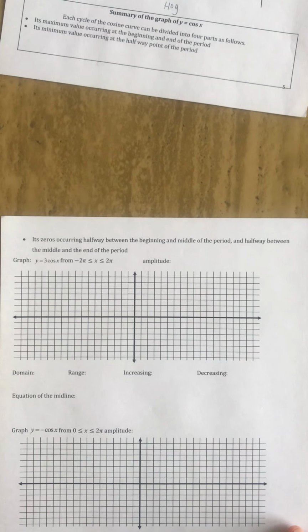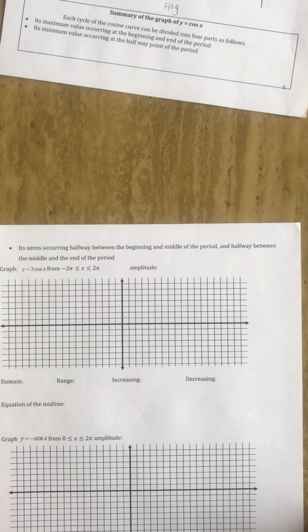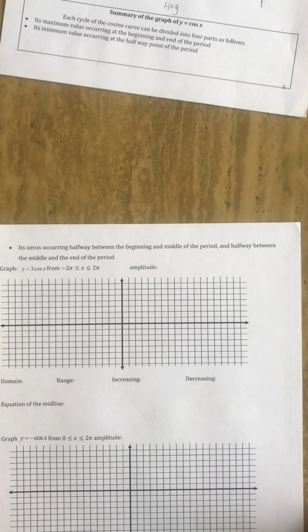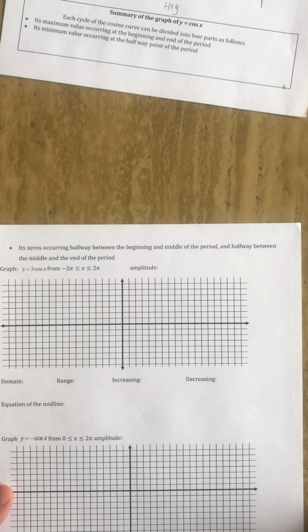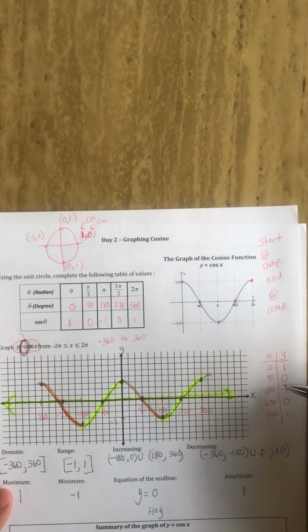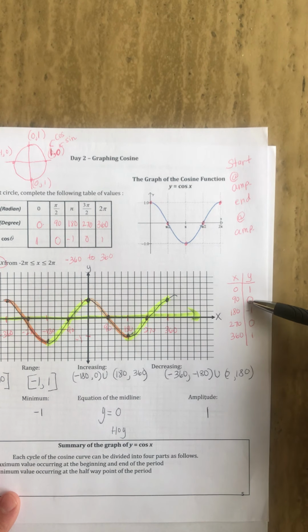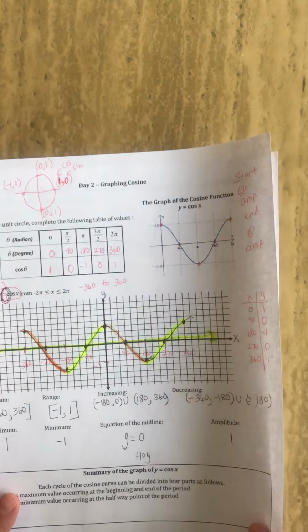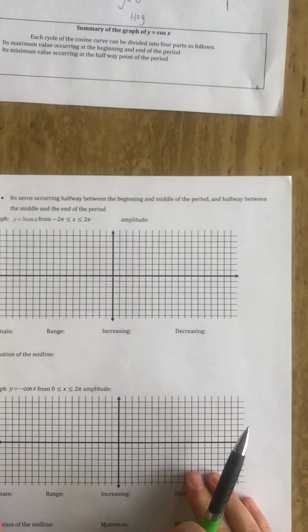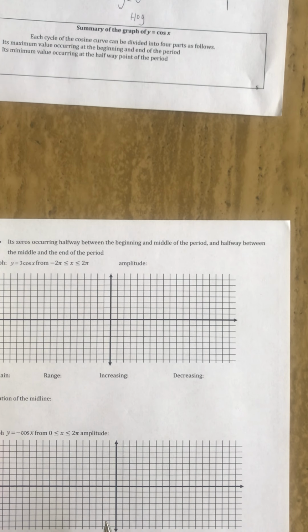Okay, we are now going to go ahead and talk about its 0 occurs halfway between the middle and the end of the period. So we're just saying that right here we're at 0 midway, both at 90 and at 270. So we're going to go ahead and graph 2 more.